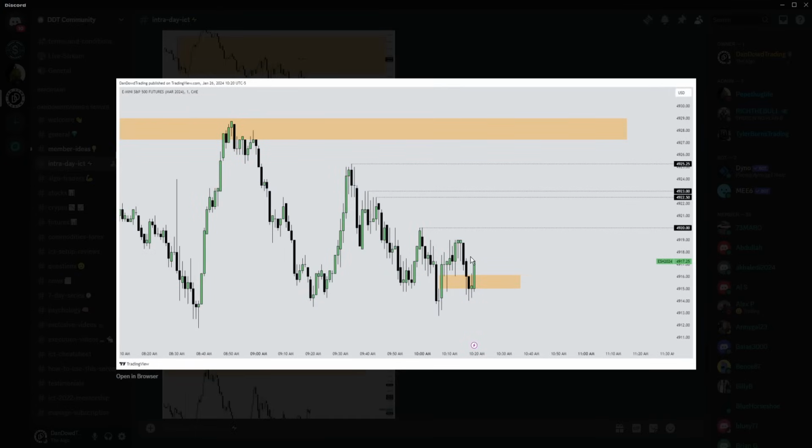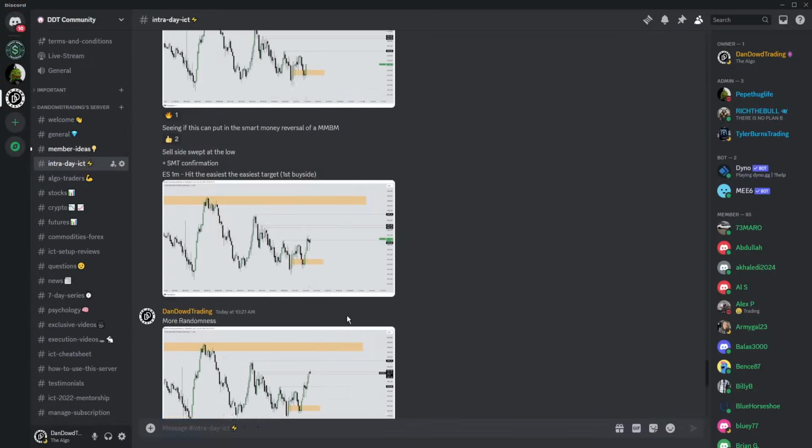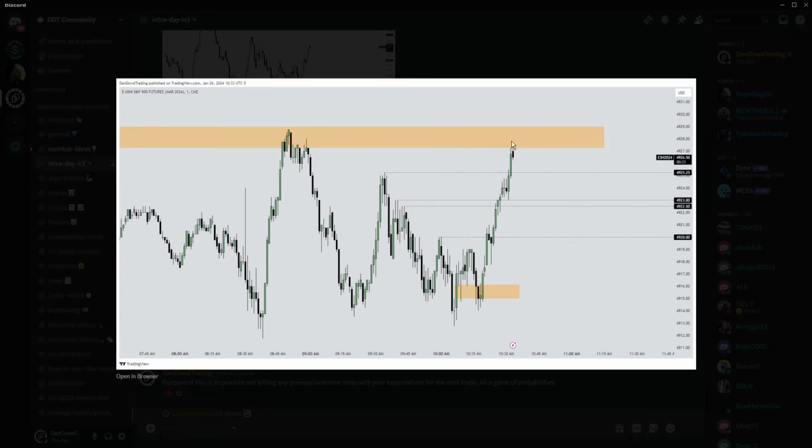So you can see this was where I alerted at. This is at 10:20 a.m., and then price expanded all the way up to there. So there's just 2 plays for today, but nice setups.